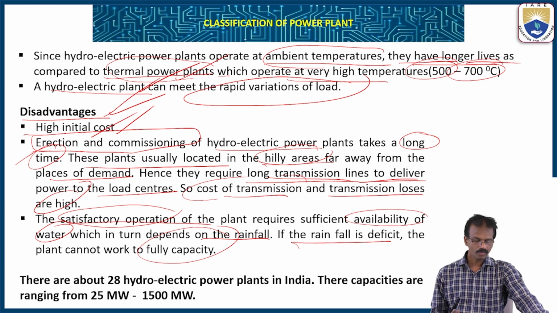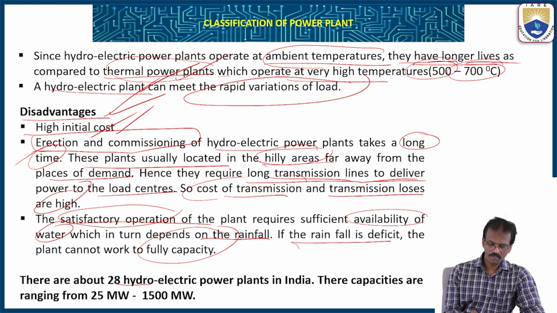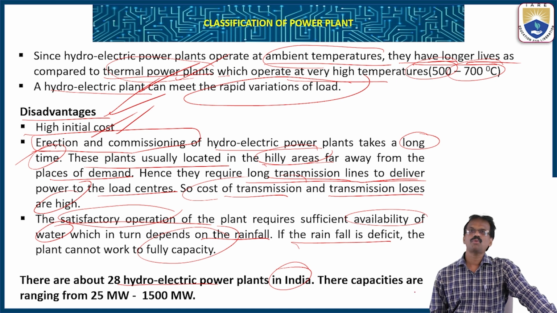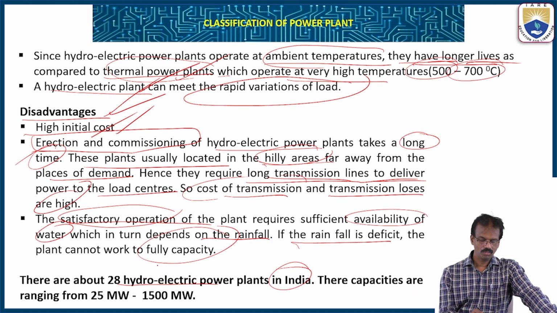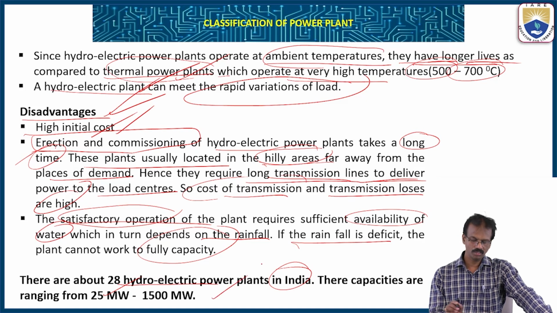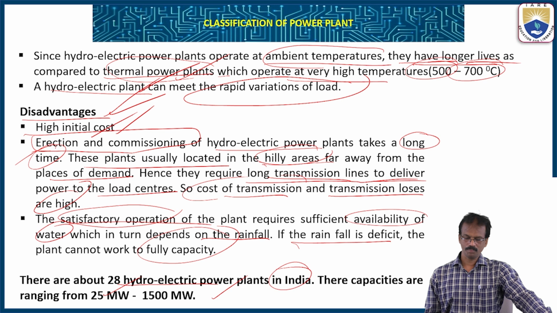There are about 28 hydroelectric power plants in India in different areas. You know that their capacities vary from 25 megawatts to 1500 megawatts. So these are the layouts of hydroelectric power plants.